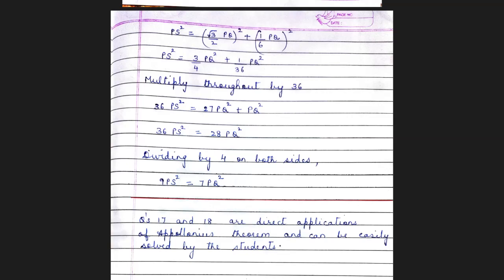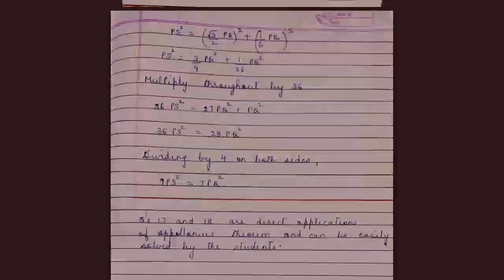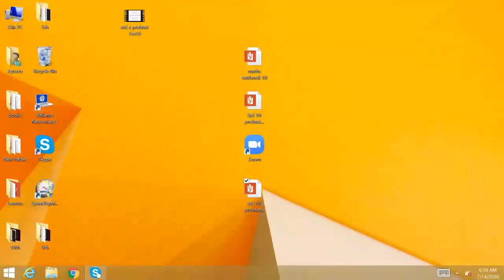Divide throughout by 4. So you get 9 PS square equal to 7 PQ square. So this is how you get that equation which they have asked.